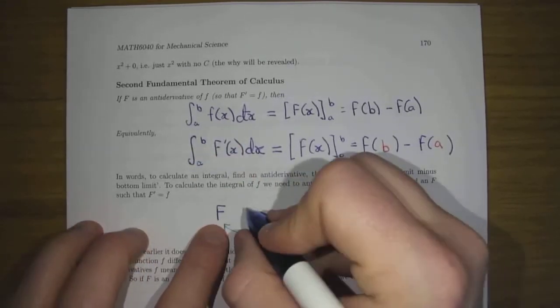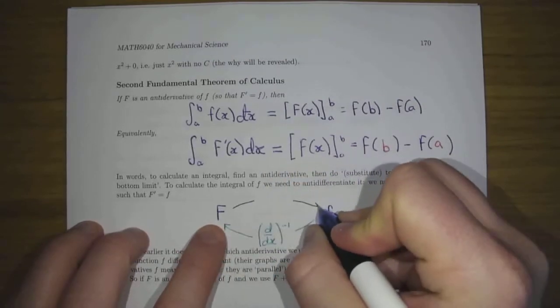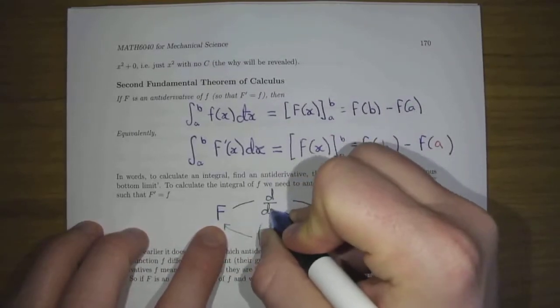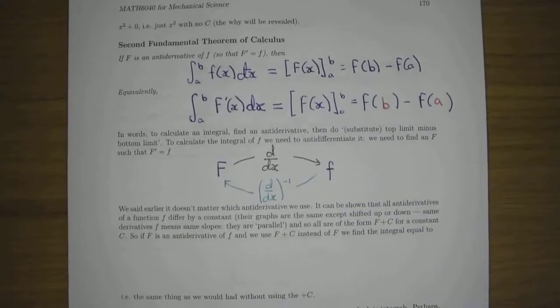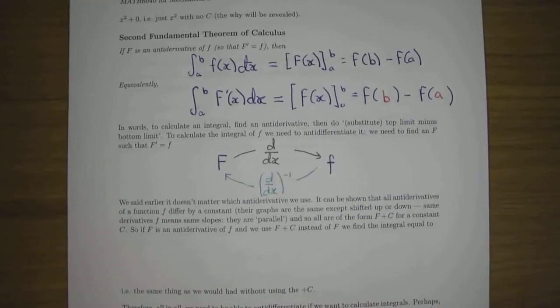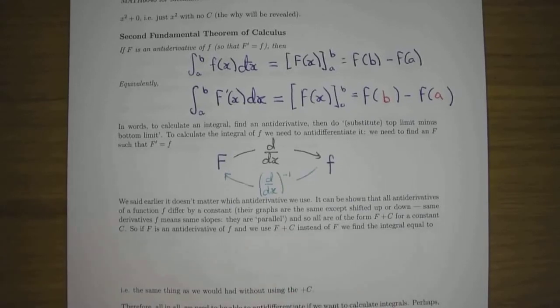And what does it mean to be an antiderivative? It's a function that you differentiate and you get little f. Okay, we said earlier it doesn't matter which antiderivative we use. It can be shown that all antiderivatives of a function differ by a constant. So all are of this form. So suppose we used F plus c, and there are funny integrals where weird things happen. So the antiderivatives look different, but they are equivalent. They differ by a constant, and their integrals will be the same.